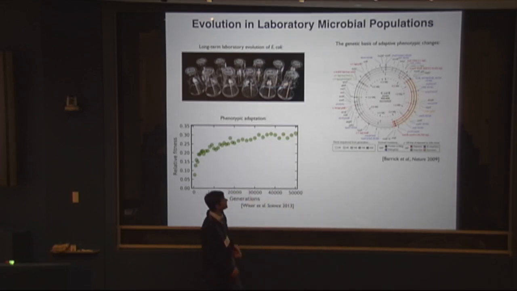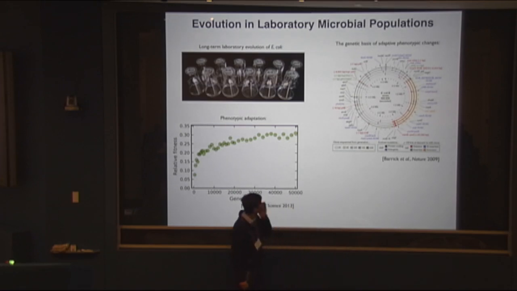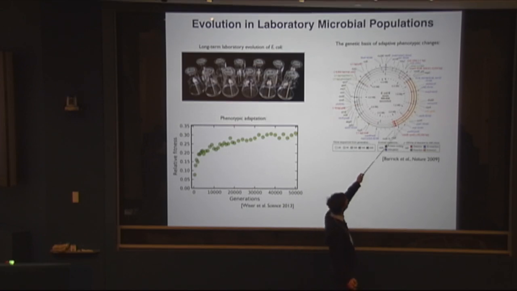What you're seeing here is each of these circles is one of those clones, from the early time point in the middle to the later time point at the outside, representing the genome as a circle, 4.5 megabases. There are a bunch of tick marks here. Each of these tick marks represents a mutation that was found in that clone. And you can see how the mutations are accumulating in time.